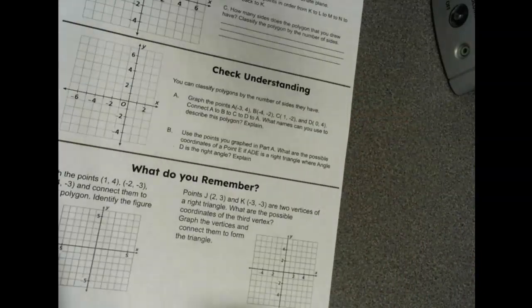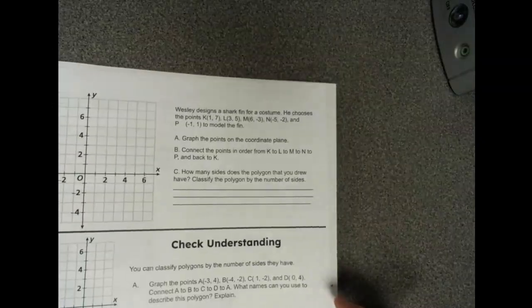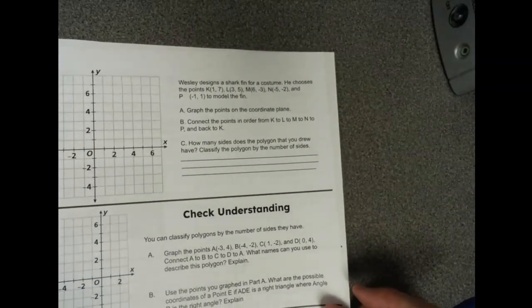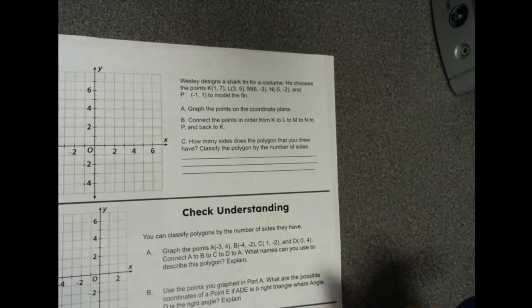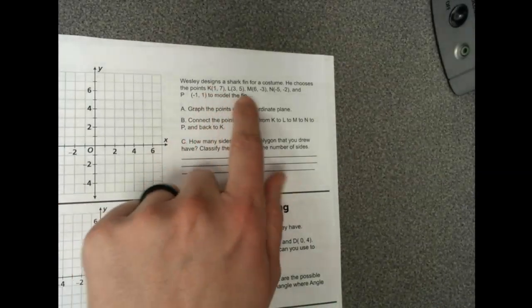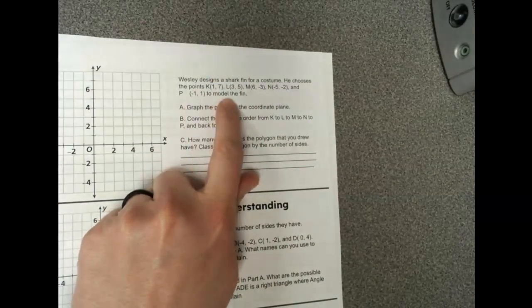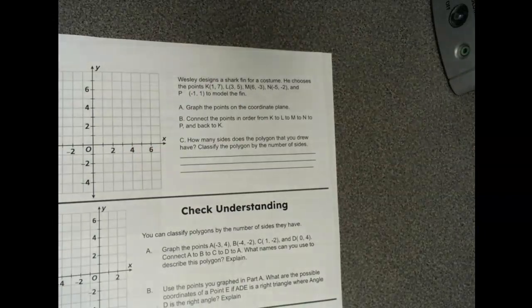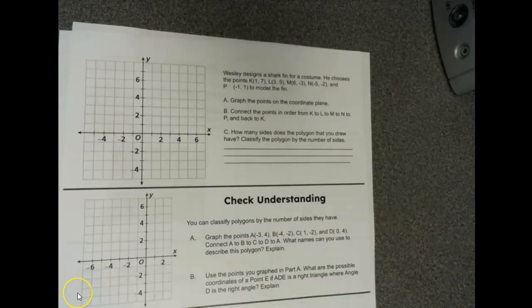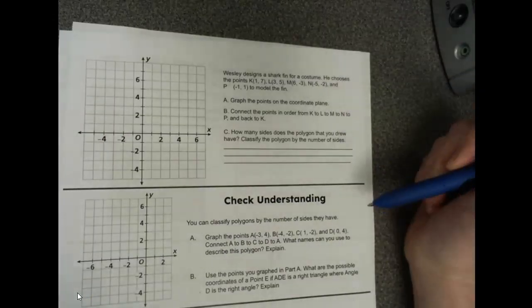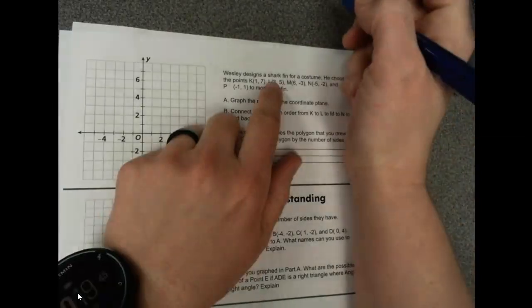Okay, let's look at our next page. Right on top. Wesley designs a shark fin for a costume. He chooses the points, and here are our points. There's 1, 2, 3, 4, 5 to model the fin. Okay, so we're first going to graph these 5 points.